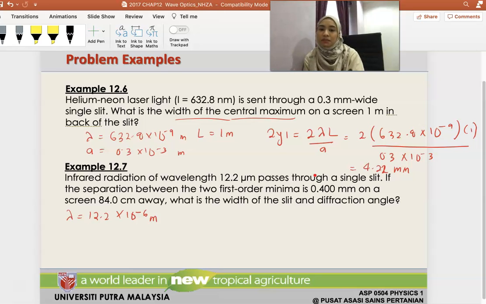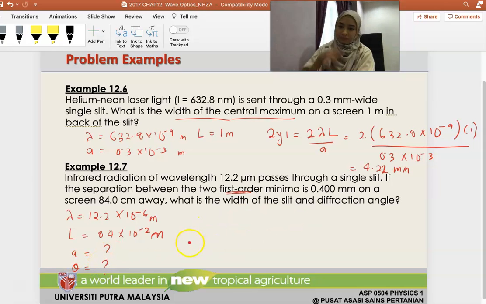If the separation between the two first order minima, meaning y equals 1, is 0.4 millimeter on a screen that is 84 times 10 to the minus 2 meter away, what is the width of the slit? It's asking what is A and what is theta? What is the diffraction angle?